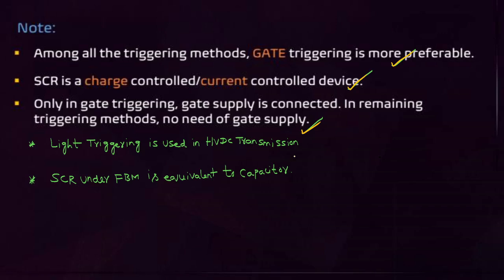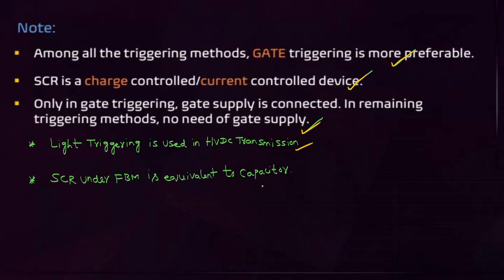Forward voltage triggering method, temperature triggering method, even light triggering method, dV by dt triggering method. No need to use any gate supply. Only in gate triggering is gate supply required. This question is important: can you turn on the SCR without gate supply? Yes, we can turn on. There are so many methods. Light triggering is used in HVDC transmission.